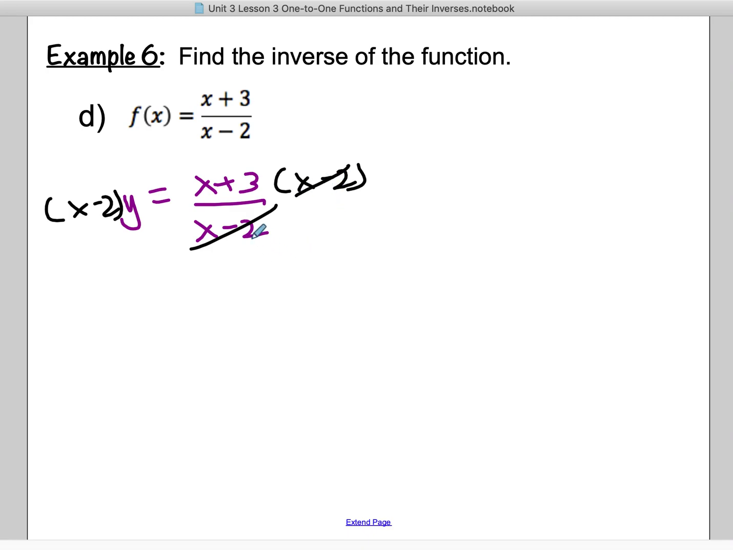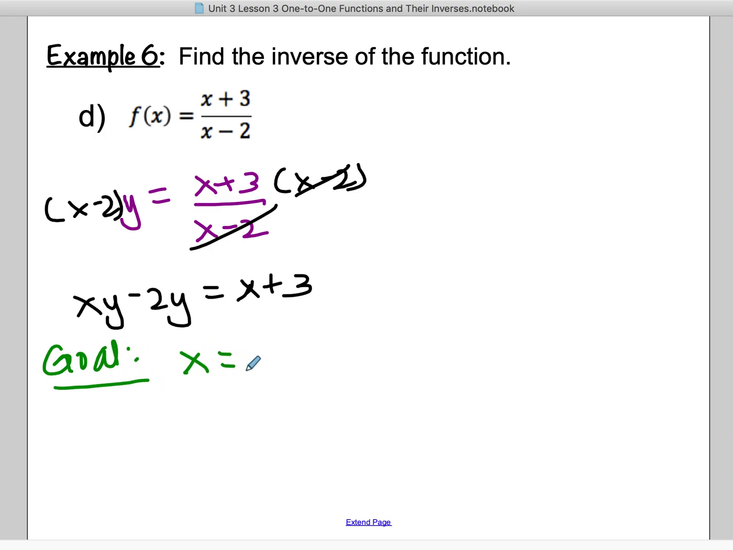This cancels. Then I'll distribute my y. So I have xy minus 2y equals x plus 3. All right, now here's where a lot of people get to, and then they're like, what am I doing? I forget what I'm doing. Well, your goal is to get x by itself, to get an x equals. So right now I see two different x's. So what I'm going to do is get anybody with an x to one side and everybody else to the other side. So I'm going to move this to my left-hand side by subtracting it because it's currently positive.